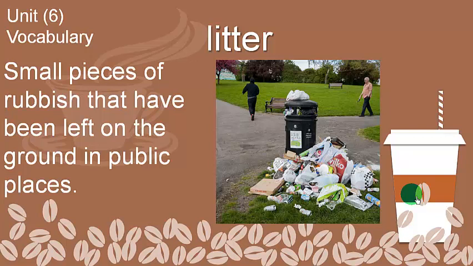And the first one we have is litter. So please notice the difference between litter and letter. So litter with an I is like the garbage, the trash, all the small pieces of rubbish that have been left on the ground in public places. But letter with an E is like the letter that you write to your friend and you send through the mail, right? A letter. Good. So litter is small pieces of rubbish that have been left on the ground in public places.